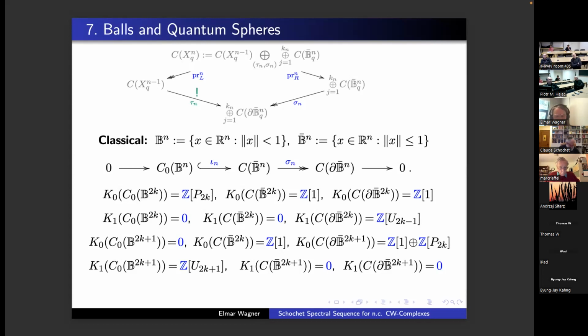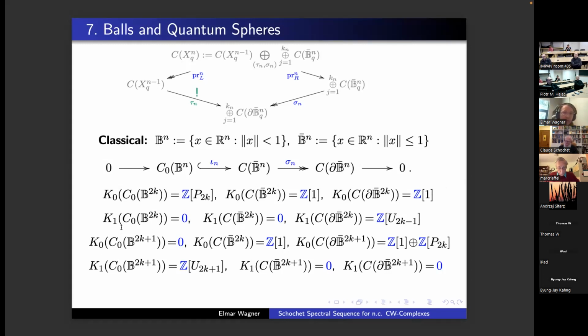So the closed balls are contractible. So that should be the same case. K-theory should be the same as the K-theory of a point, so a set of one. The boundary of an even ball is an odd sphere. So K0 is trivial. Then we go on. K1 of the even-dimensional open ball is trivial. K1 of the closed ball, which is contractible, is trivial. And here comes some non-trivial generator. So the K1 of the boundary, an odd sphere, has one non-trivial generator.